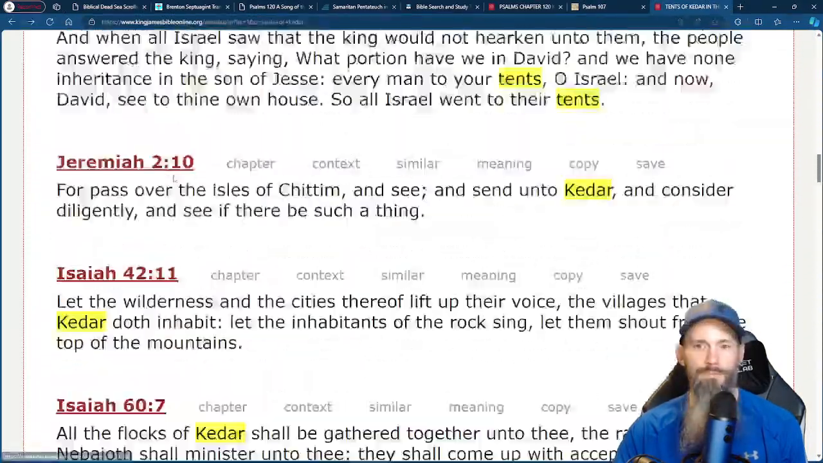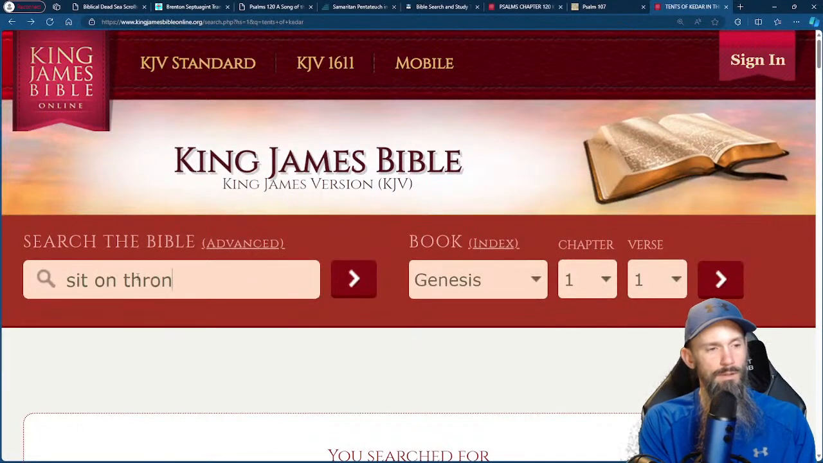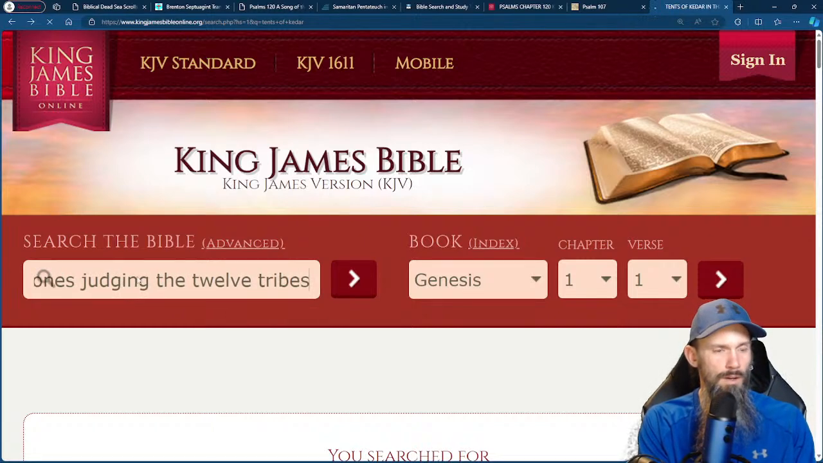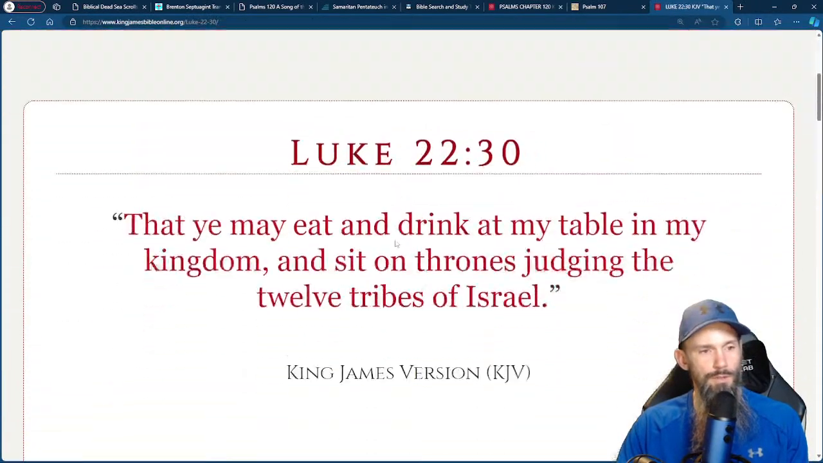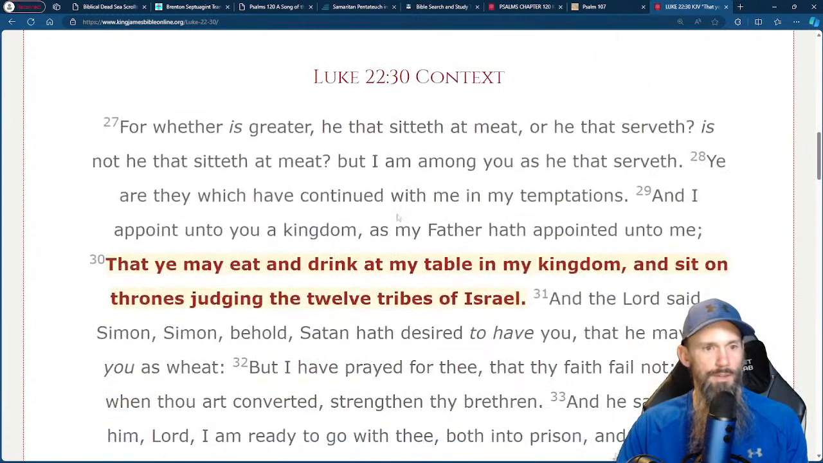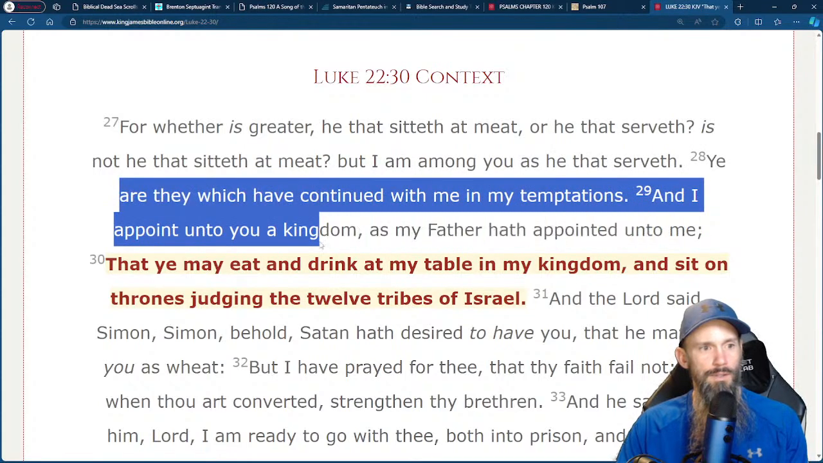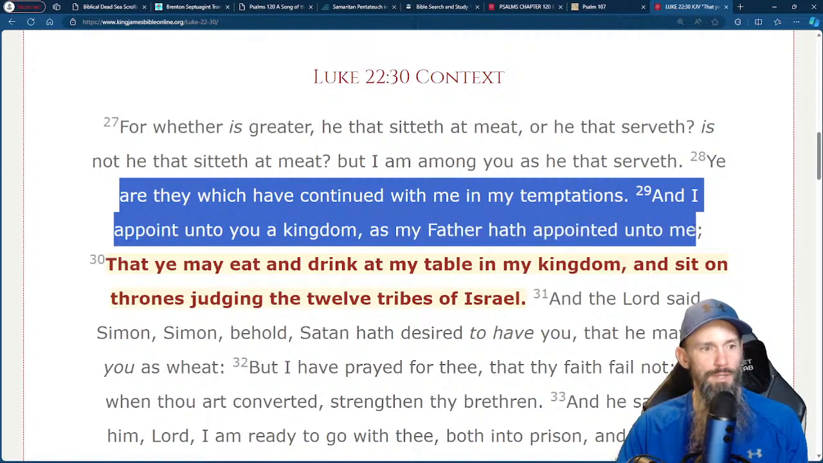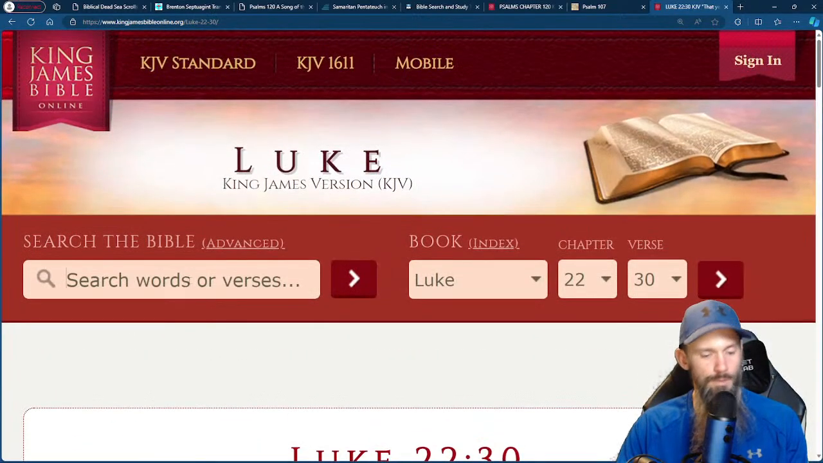And we go here. Thrones for judgment. Why is it plural? Luke 22:30, "That you may eat and drink at my table in my kingdom and sit on thrones judging the 12 tribes of Israel." He's talking to the apostles. "I appoint unto you a kingdom as my Father has appointed unto me." That's for the apostles, judging the 12 tribes of Israel.